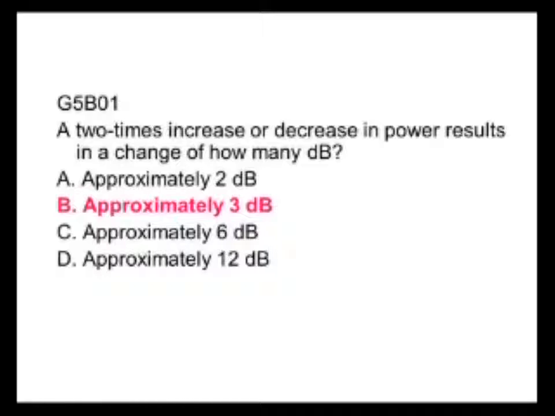So just remember that a 2 times increase or decrease, either doubling the power or cutting the power in half, is approximately 3 decibels of change. Now, decibels are a ratio. So if we cut the power in half, we talk about a loss of 3 dB. If we double the power, we talk about a gain of 3 dB.